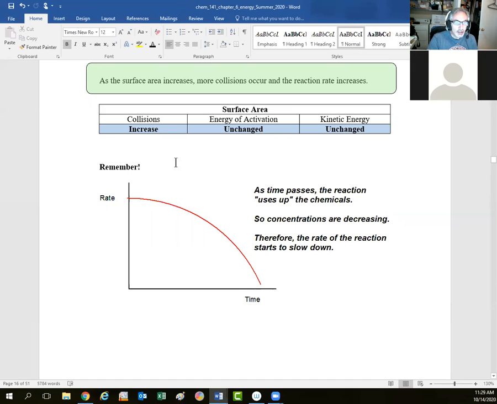Okay. Another thing to keep in mind when we think about the speed of a reaction, at the very beginning of the reaction, that's when we have our highest concentration. And that's when the rate of the reaction is going to be its fastest. But as the reaction progresses, the reaction becomes a victim of its own success. It uses up those materials, and as it uses up the materials, the concentration decreases. As we've seen, as concentration decreases, the number of collisions decrease. And so the rate of reaction slows.